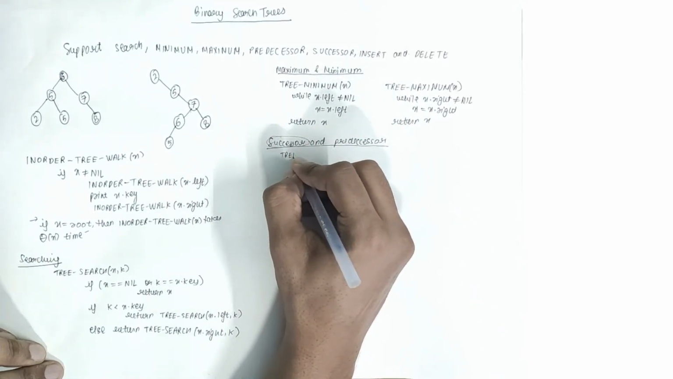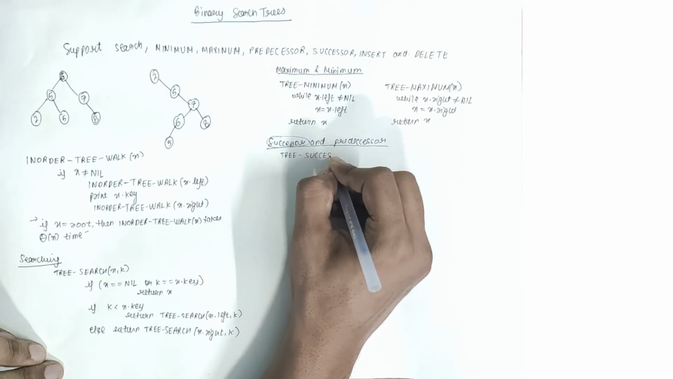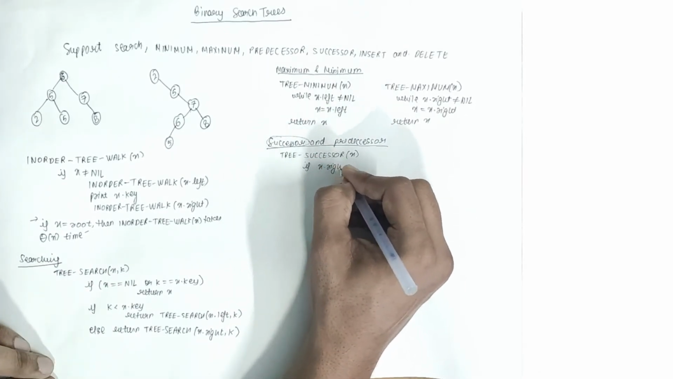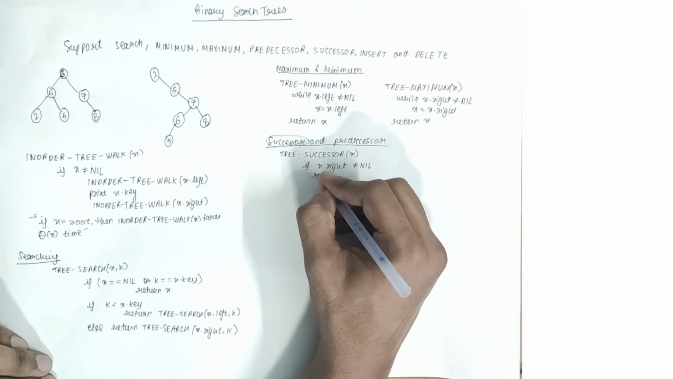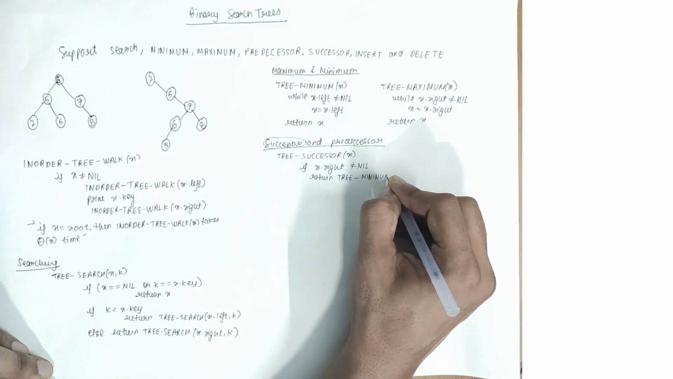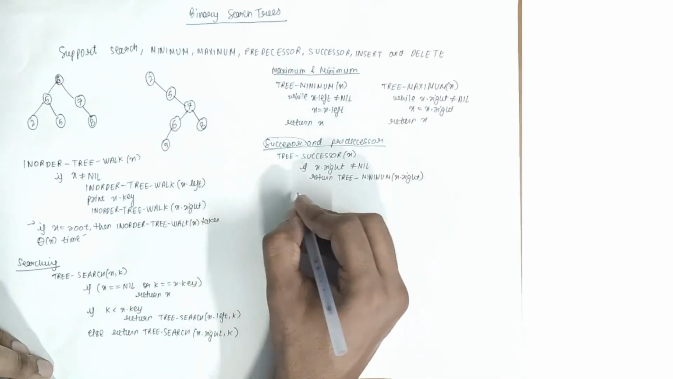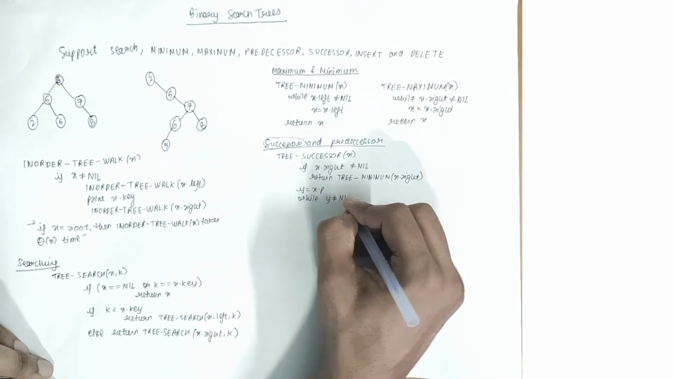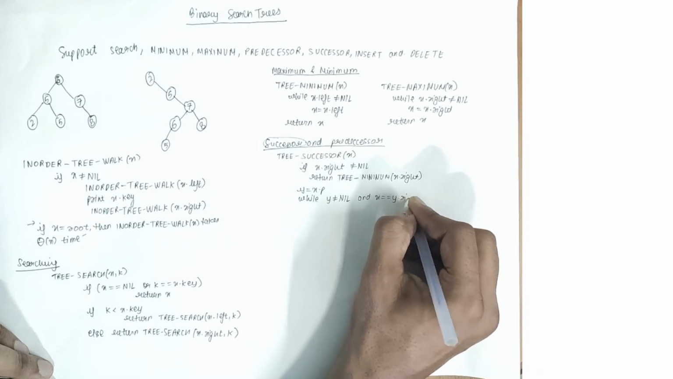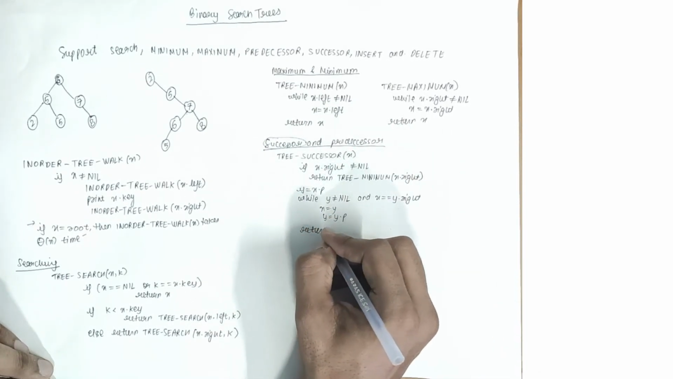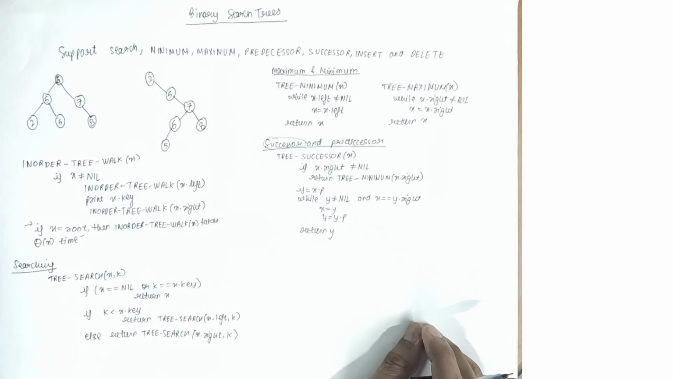So now let us see successor and predecessor, how to find them. Tree successor can be found in this manner: if x.right is not null, then we basically return the tree minimum of x.right, because the minimum value in the right subtree is just greater than that value. And if the right child is null, that means that we go up the tree until we find a node that is the left child of its parent, and we return that parent.